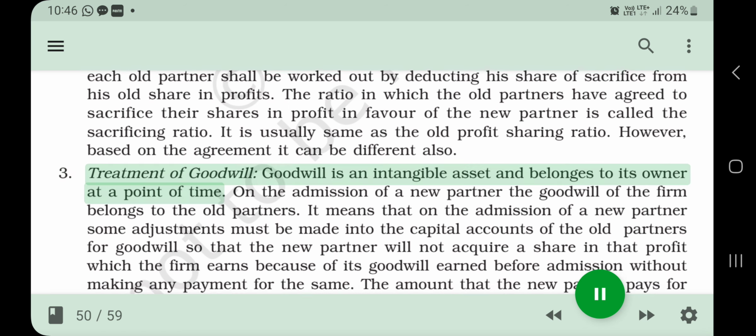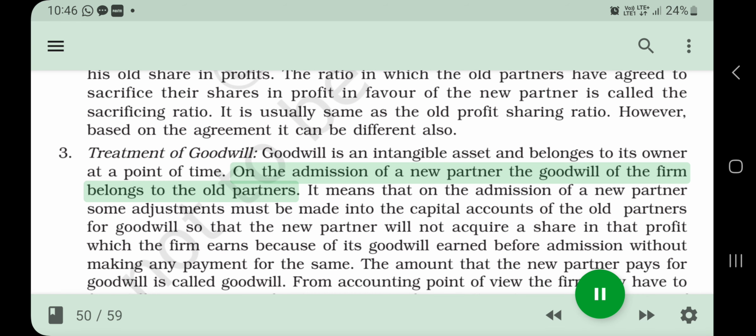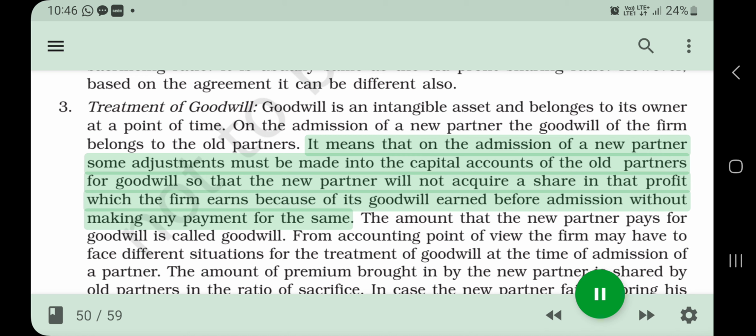3. Treatment of goodwill. Goodwill is an intangible asset and belongs to its owner at a point of time. On the admission of a new partner, the goodwill of the firm belongs to the old partners. It means that on the admission of a new partner, some adjustments must be made in the capital accounts of the old partners for goodwill, so that the new partner will not acquire a share in that profit which the firm earns because of its goodwill earned before admission without making any payment for the same. The amount that the new partner pays for goodwill is called premium for goodwill.